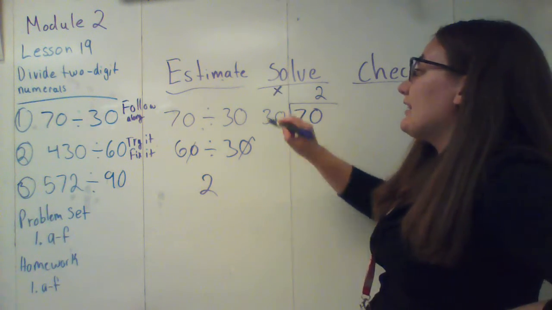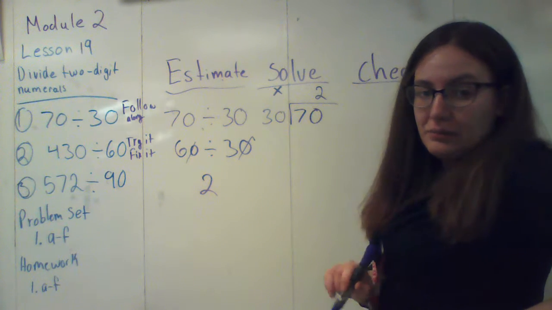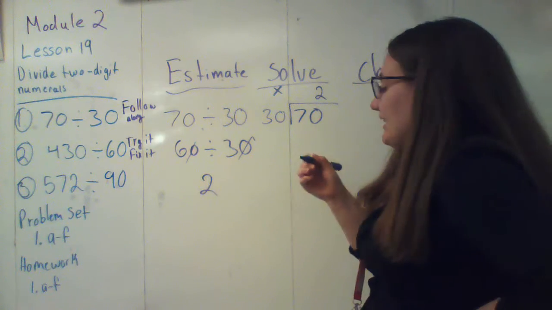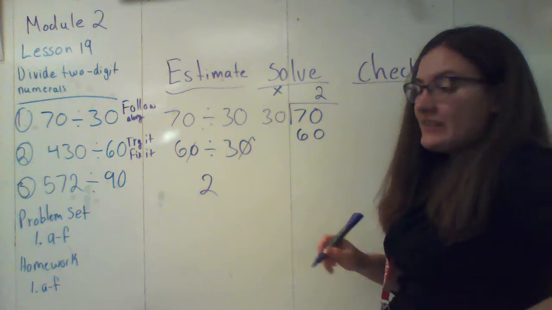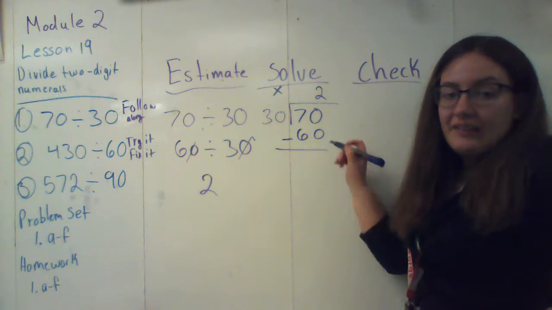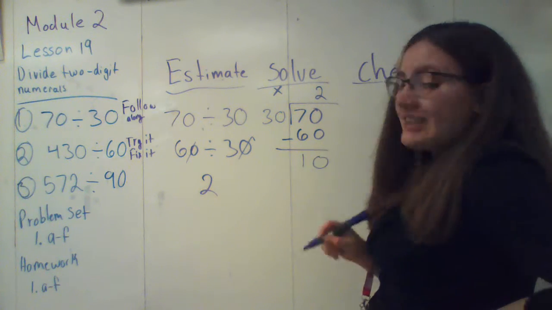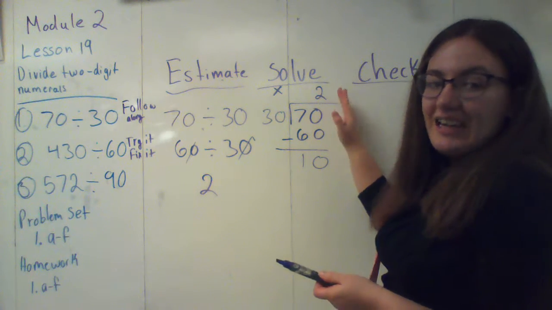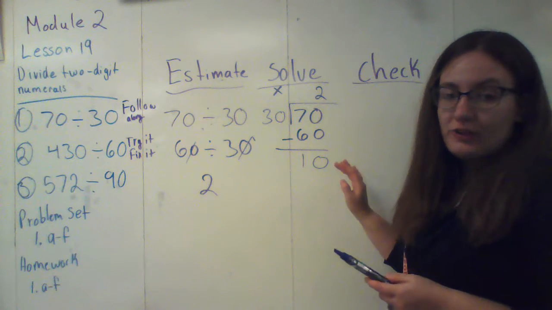Now, if you need to, write that little X off to the side, so you remember that you need to multiply these numbers. So I'm going to do 30 times 2, which is 60, and I'll write that answer right there. And now I need to subtract. So I have 70 minus 60, and I have 0 minus 0, which is 0, and 7 minus 6, which is 1, so 10. I'm not going to make you do the decimals for this lesson, so you can actually keep your remainders for this lesson.